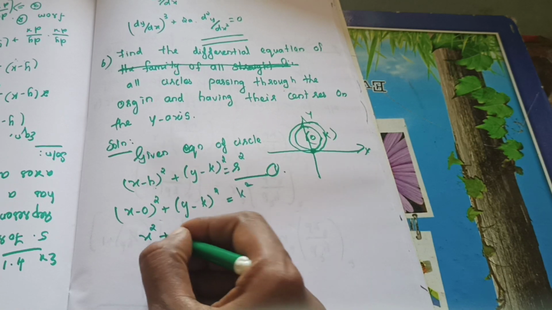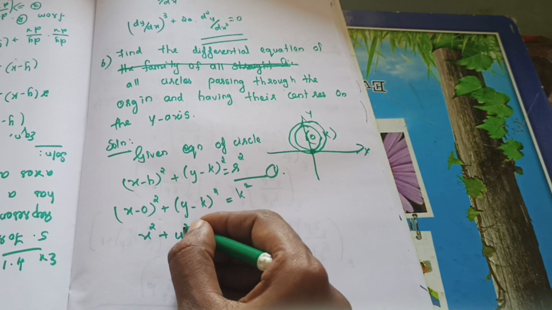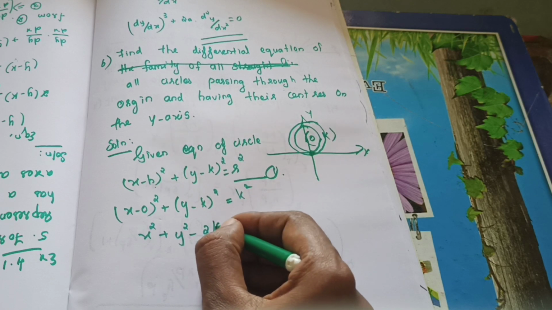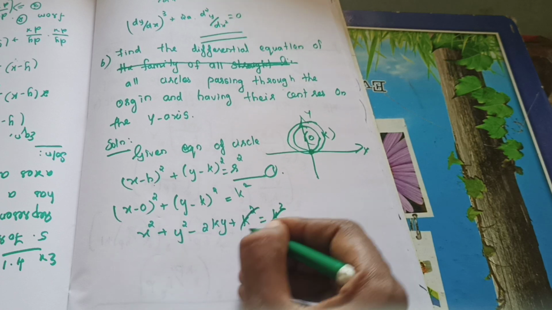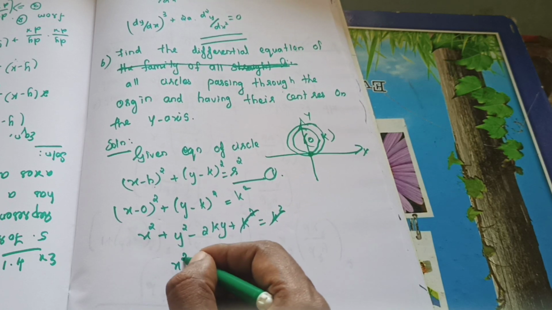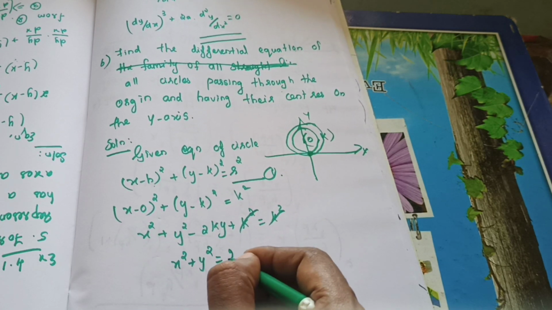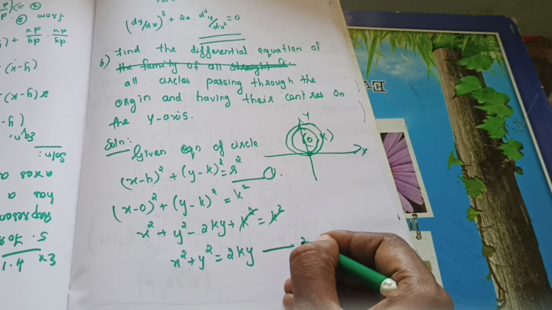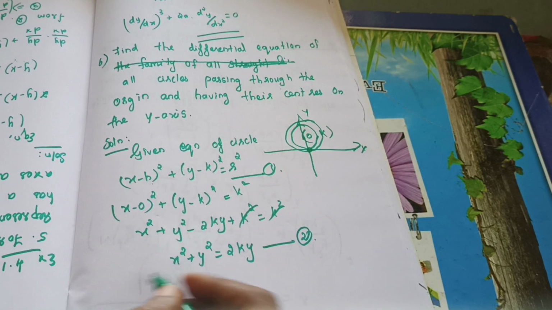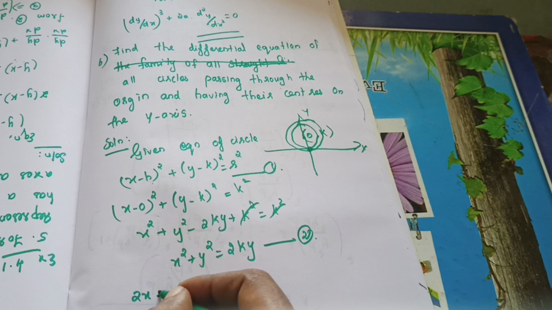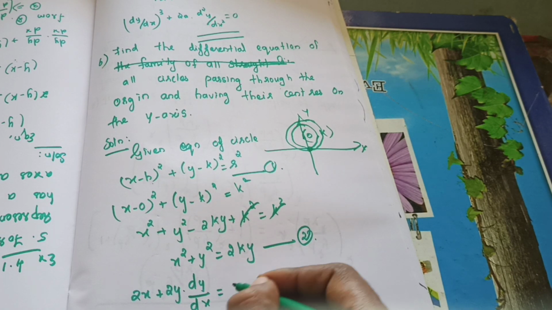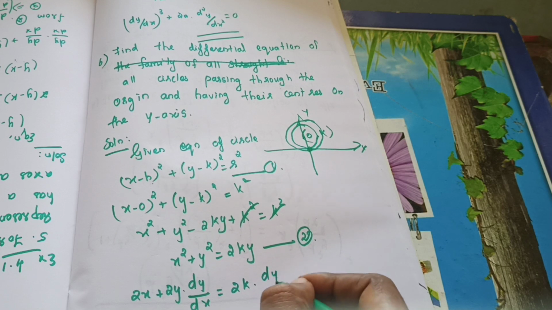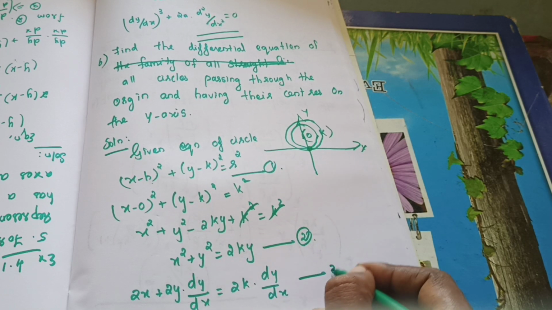So x square plus y square minus 2ky plus k square is equal to k square. The k square will get cancelled. What's the balance? x square plus y square is equal to 2ky. Take it as equation number 2. Now differentiate: 2x plus 2y into dy by dx is equal to 2k into dy by dx. This is equation number 3.